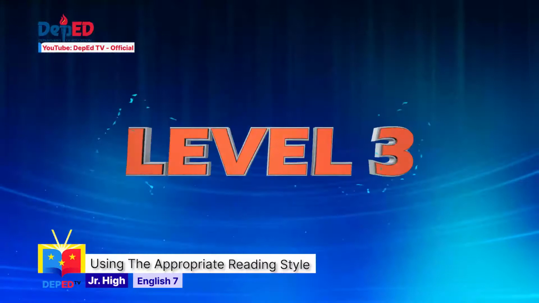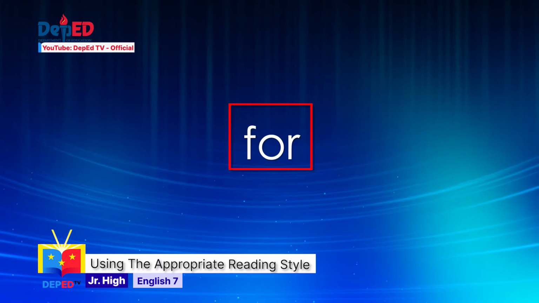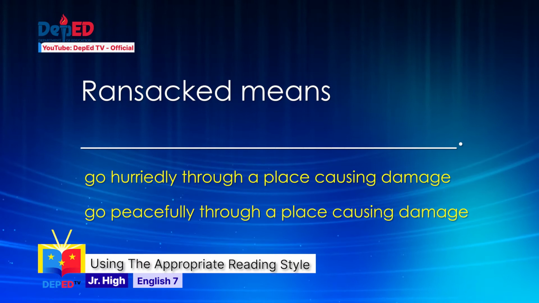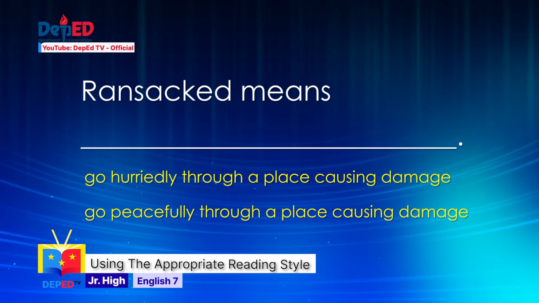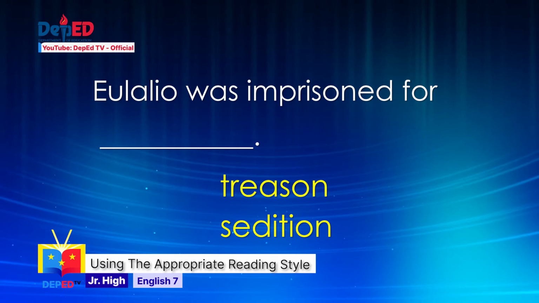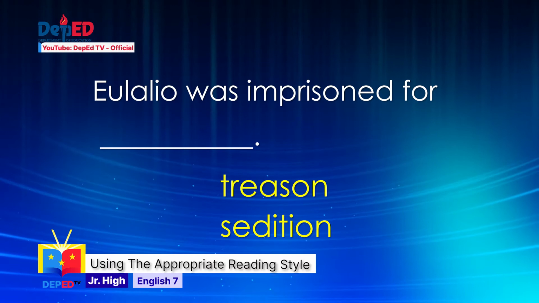Level 3, fast reading speed. Answer this question. Ransacked means blank. Go hurriedly through a place causing damage. Go peacefully through a place causing damage. And the answer is, go hurriedly through a place causing damage. Answer this question. Eulalio was imprisoned for blank. Choices are treason, sedition. And the answer is sedition.